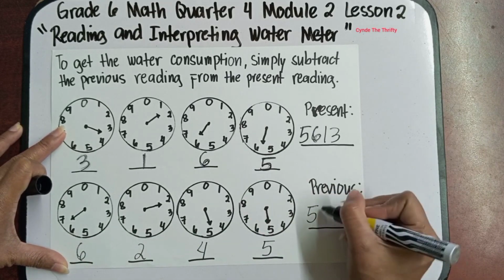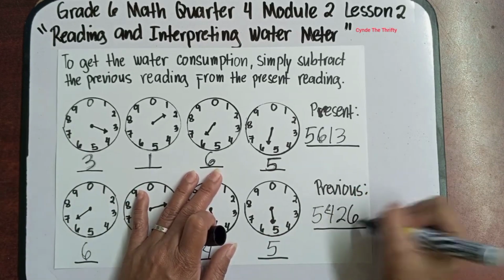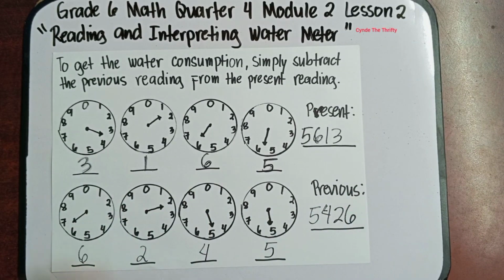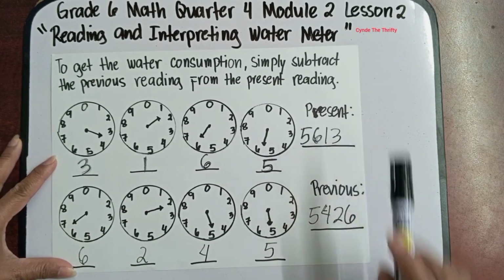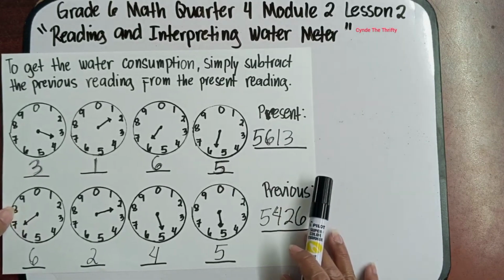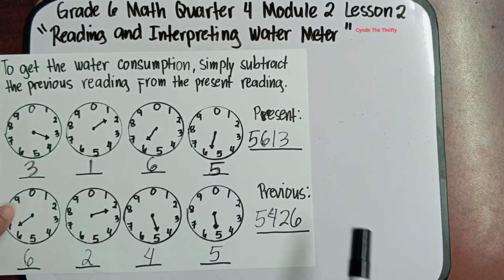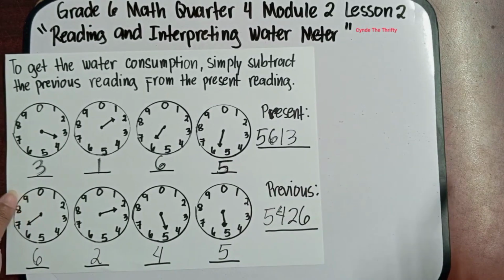So 5, 4, 2, 6. Okay. So meron na tayong present at previous. Ang present natin is 5, 6, 1, 3. Ang previous is 5, 4, 2, 6. Ang gagawin natin para makuha natin ang ating water consumption, i-subtract natin ang ating previous sa ating present. So, i-subtract na natin sila.